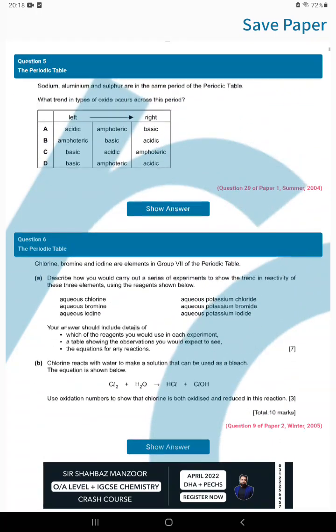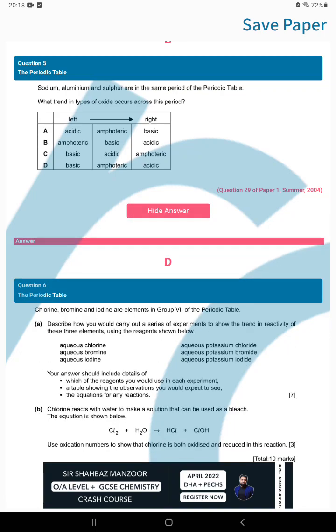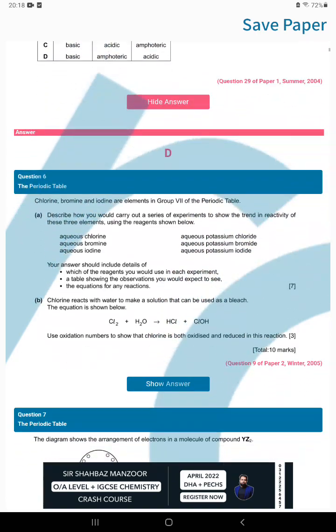Question number 5. Sodium, aluminium, and sulfur are in the same period of the periodic table. Which trend in types of oxide occurs across this period, left to right? Options: acidic, amphoteric, basic; and so on. I think it's D. Yes, correct. From left to right it is basic, amphoteric, and then acidic.